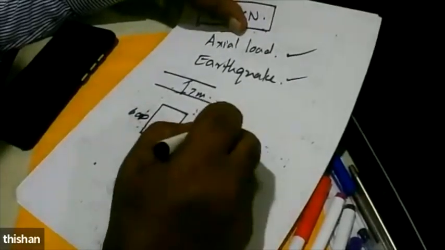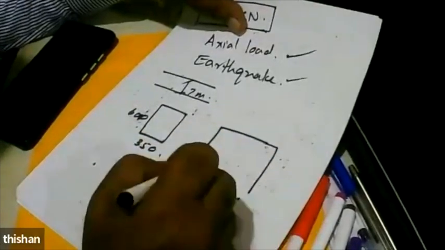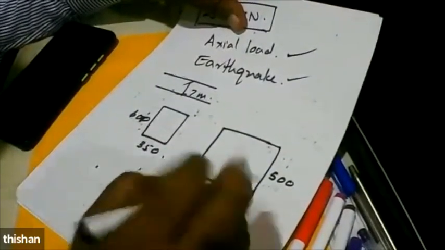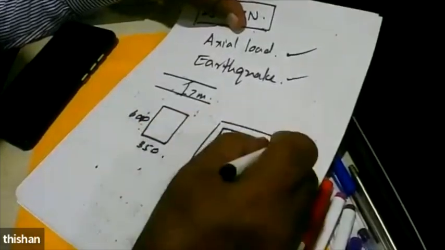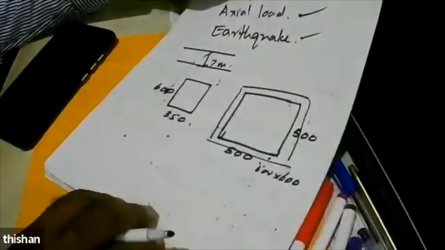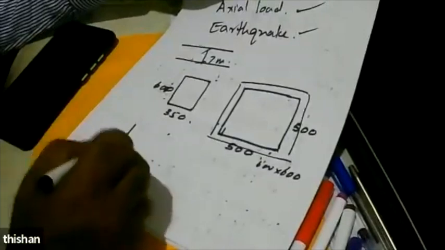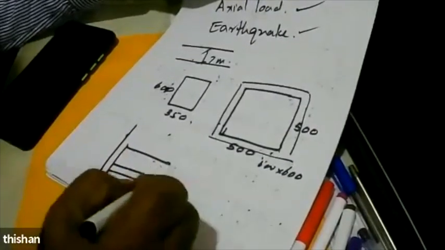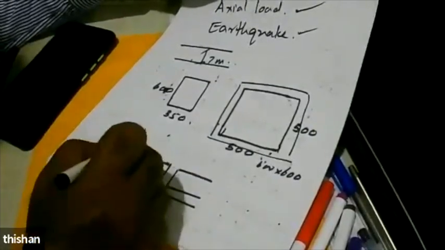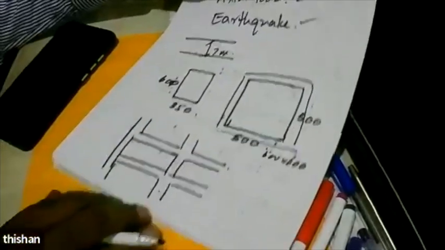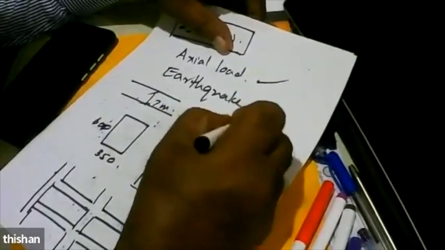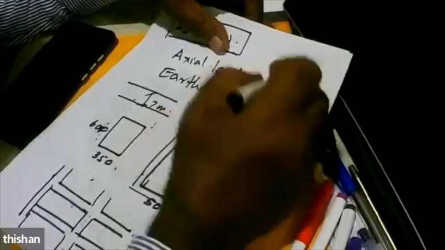So, if this is the case, what is the minimum size of the column that you use? Minimum size of the column has to be 500 by 500. Or preferably even larger, 600 by 600. Why? That's where the earthquake resistance comes in. So we have this, every floor, these beams and columns. Now, in a portal frame, where do you get the hinges forming? Weaker member. Or it could be here.